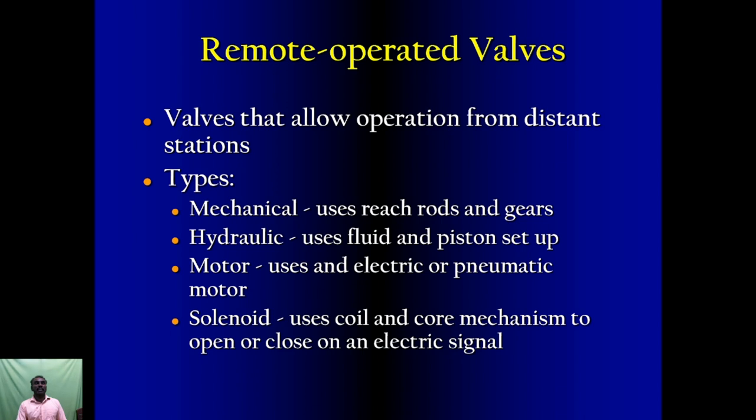Remote operated valves, valves that allow operation from a distant station. We have four types: mechanical, hydraulic, motor and solenoid. In the mechanical type, we use reach rods and gears. In the hydraulic type, we use a fluid and piston setup. In the motor type, we use an electric or pneumatic motor. In the solenoid, we use a coil and core mechanism to open or close an electric system.